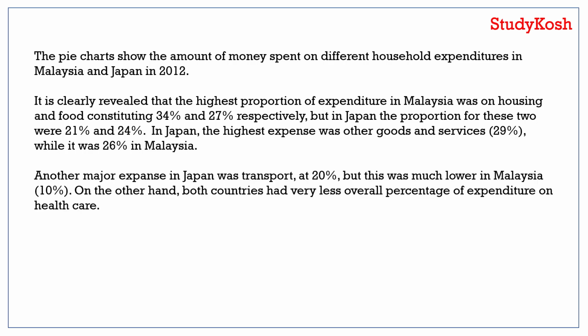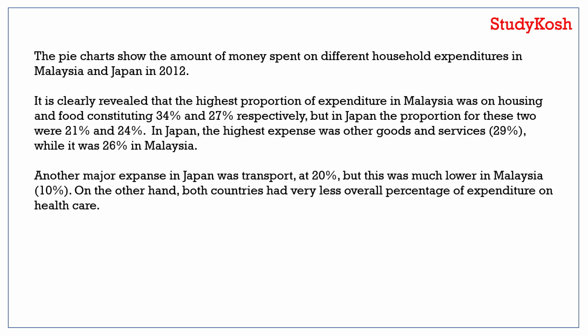Another major expense in Japan was transport at 20%, but this was much lower in Malaysia, 10%. So now I have discussed about the transport expense. In Japan it was at 20% and in Malaysia 10%. On the other hand, both countries had very less overall percentage of expenditure on healthcare. This was the 5th category, and this was the category in which the expenditure in the two countries in 2012 was least. What was the category or segment, I would say? That was healthcare, that I have mentioned at last.